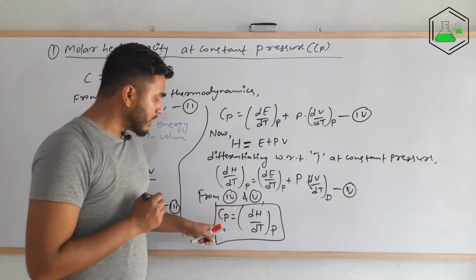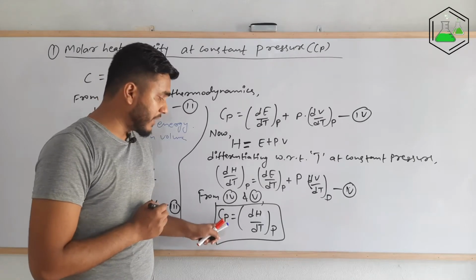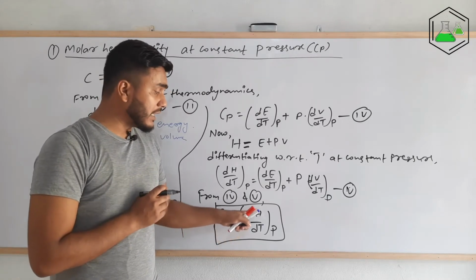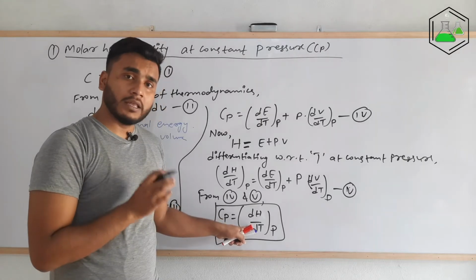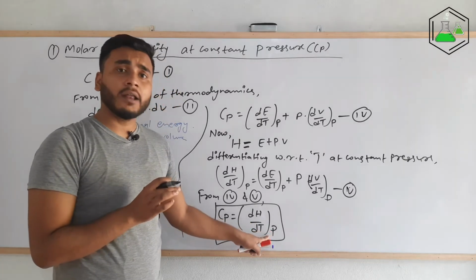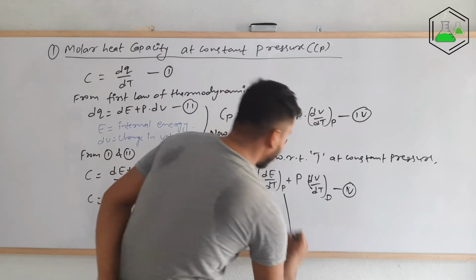Here, what do we see? The molar heat capacity at constant pressure is equal to the change in enthalpy with respect to change in temperature at constant pressure, right? So let me write over here.